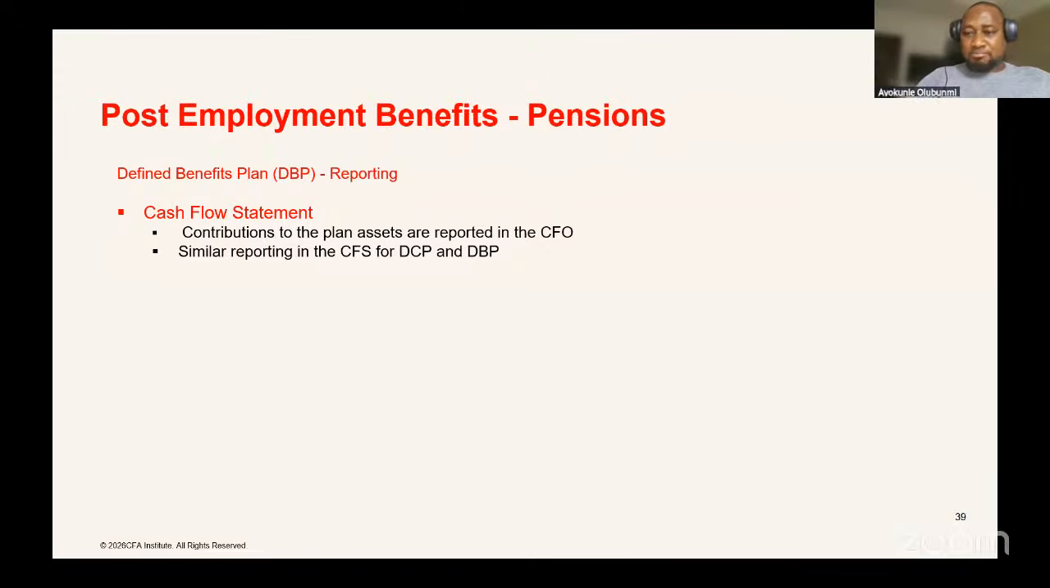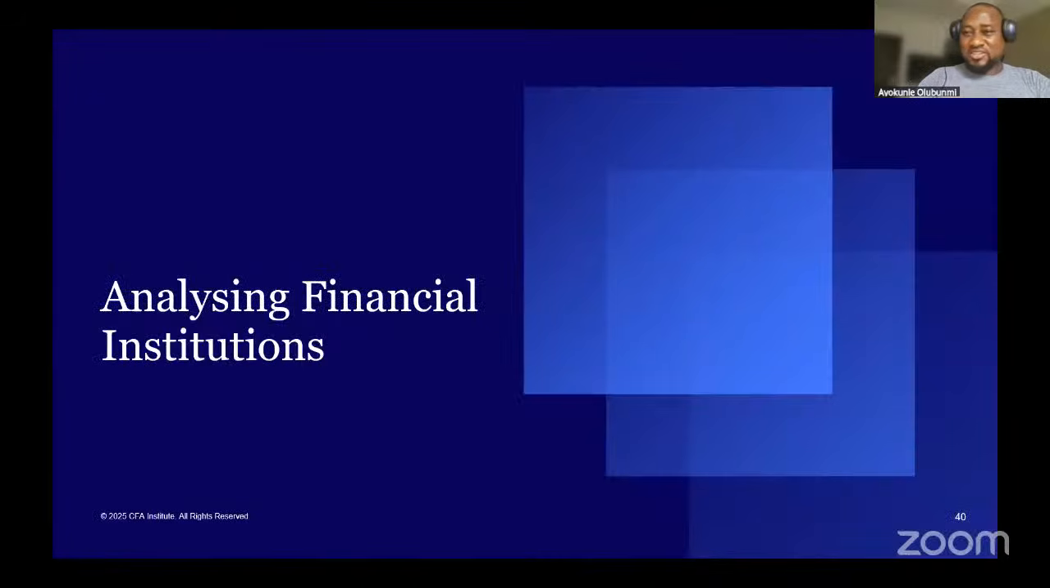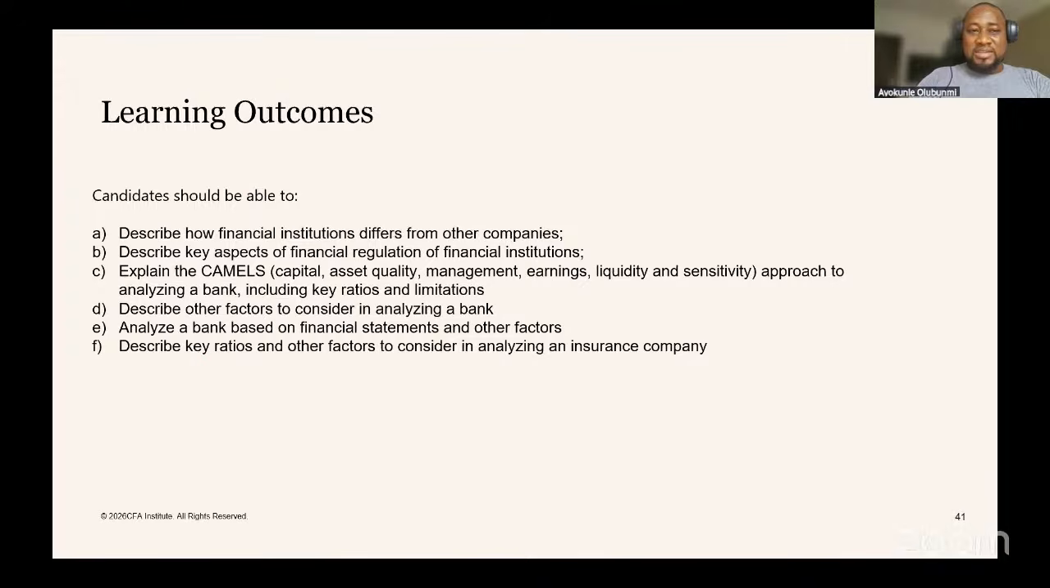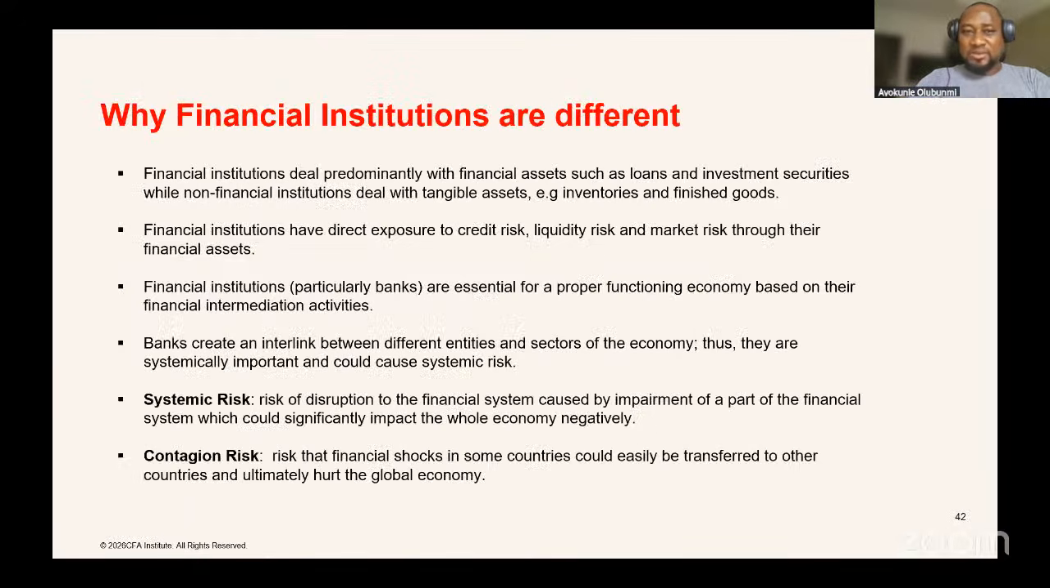Let's quickly take a deep dive into analyzing financial institutions. Under this topic, we want to look at how to analyze banks and insurance companies. So let's look at the differences between financial institutions and other corporates in the market. One, financial institutions deal with financial assets such as loans and investment securities, which are not tangible. However, corporate merchandising companies deal with what?